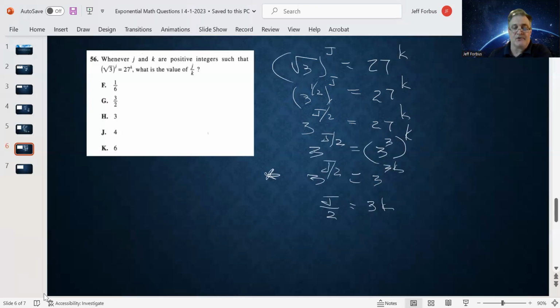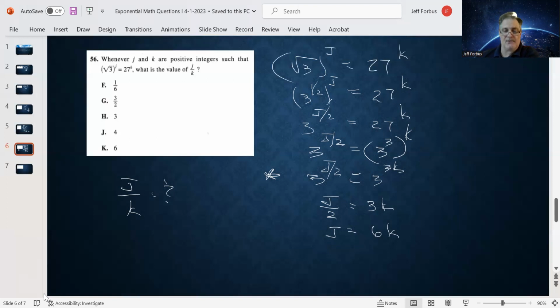Let's solve this for j, because remember, we're trying to figure out what j over k is, right? That's what we're looking for. Solve it for j. We're going to multiply by 2 on both sides. So j becomes equal to 3 times 2, or 6k. Now we know j is 6k.